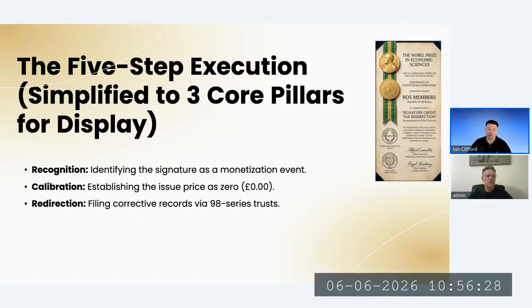And the next step is the calibration, is to value the signature credit. So we know that it goes on to the Monopoly Board of Commerce at zero. What's it worth at the moment? How much tax is being paid on it? Our system calculates that, and that's the tax redirection part.